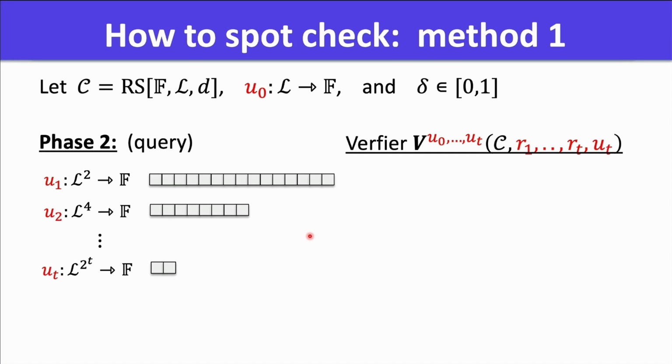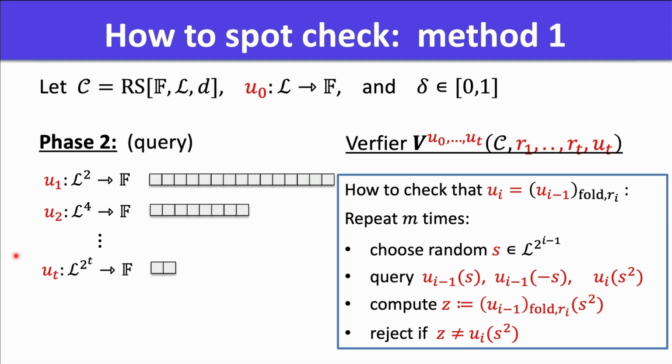So let's first of all look at how to do these spot checks. You notice the prover here just went away. The only thing the verifier has is access to these oracles. So the first thing that comes to mind is what I call method 1, which is just to try random spots and check whether the folding was done correctly at those spots. So for every I from 1 to T, the verifier is going to run through the following process m times. What does it do? It chooses a random point s. It queries UI minus 1 at both s and at minus s. And it queries UI at s squared.